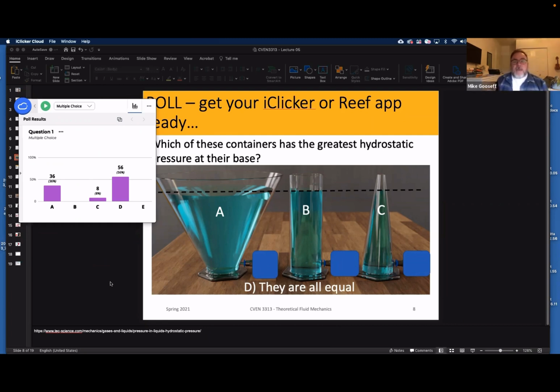It doesn't matter how you have the water, or in this case the fluid, I should say, because we don't know what it is. It's probably water with food coloring in it, but it doesn't matter how you have it distributed in an XY sense. The fact that they all have the same elevation or same free surface above the base means that they should all have exactly the same hydrostatic pressure at their base.